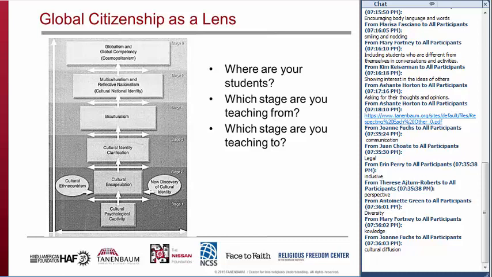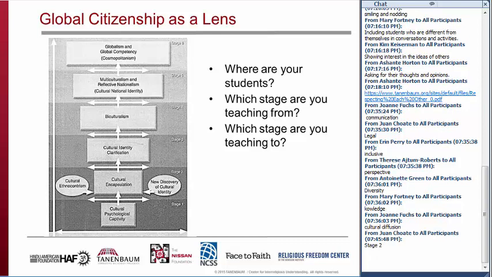Are you teaching from a stage that may be around cultural identity clarification, or is it maybe locked into cultural encapsulation? Or are you teaching from globalism and global competency? And then which stage are you teaching to? There's a difference between where you're teaching from and what you expect students to actually grasp, how you expect them to respond. Which stage are you teaching to, the stage of cultural psychological captivity, where there is very limited expression and experience of pride?